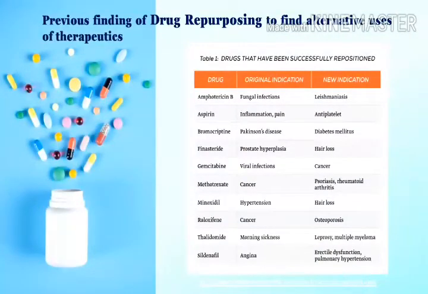These are a few drugs which have been listed, with their original indications, I mean the diseases for which they were discovered, and the new indications, I mean how they have been repurposed successfully. You can see here amphotericin B. We all are from the biology background, and we know amphotericin B is a very well-known antifungal agent, but now it has been repurposed for leishmaniasis. Aspirin was originally an anti-inflammatory and analgesic drug, but now it is used as an antiplatelet, as a blood thinner.